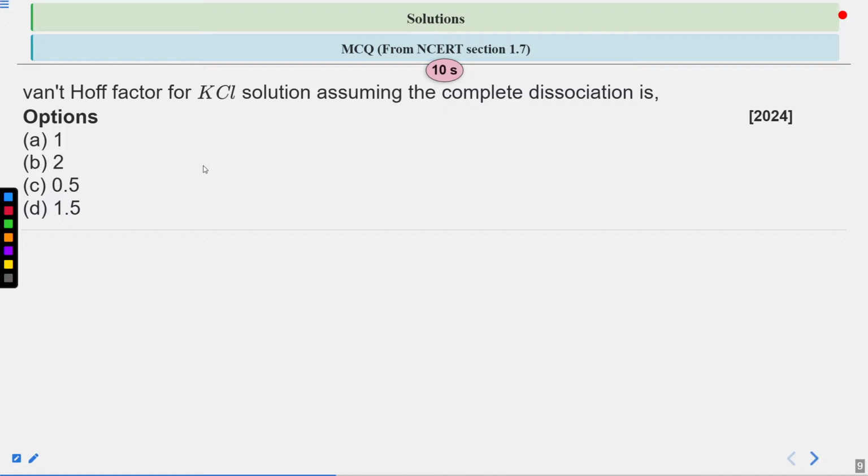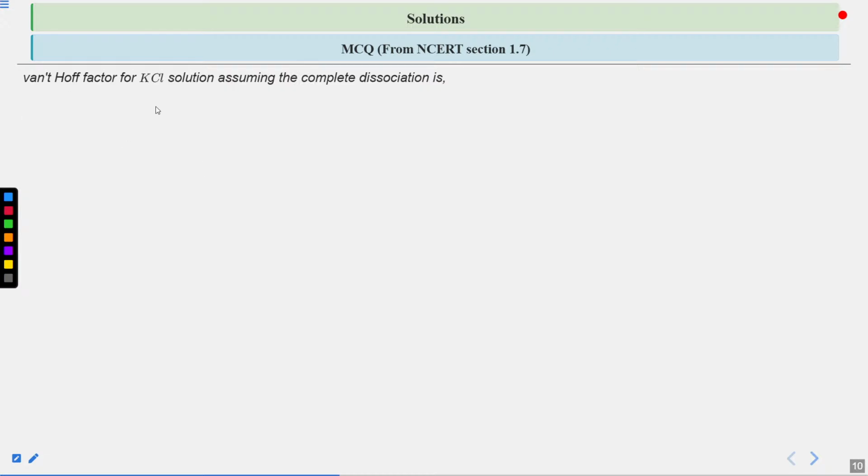So you have some time, go through it, and after that we will continue to the correct answer. Let's see. So for this given question, the correct answer is option B, that is 2. Let's see how.